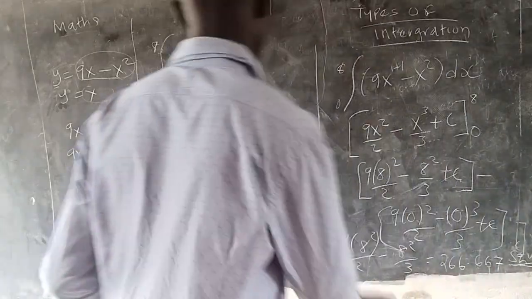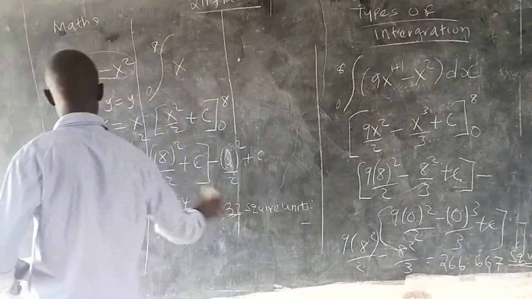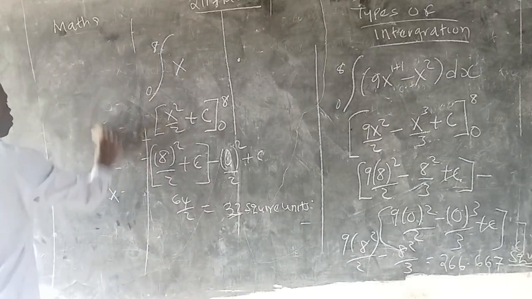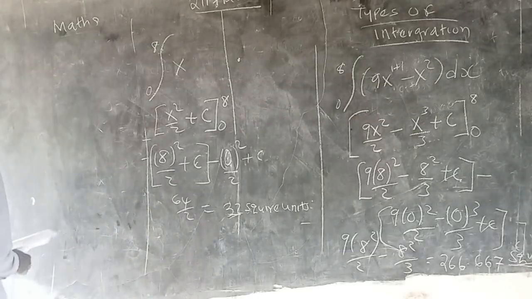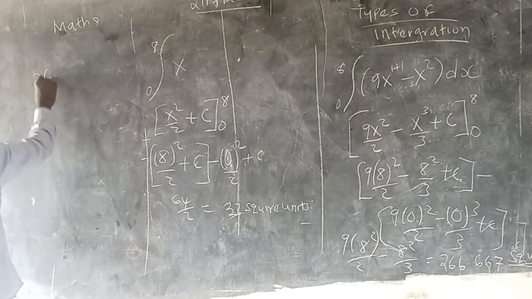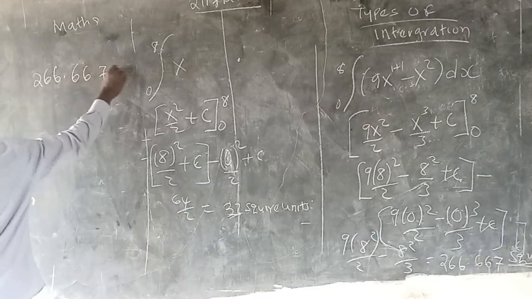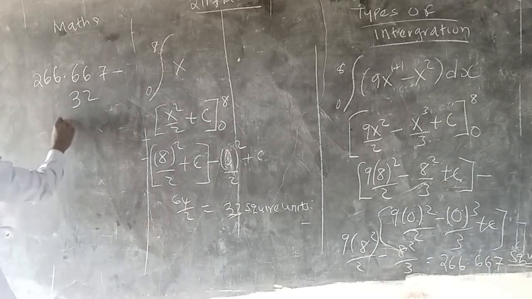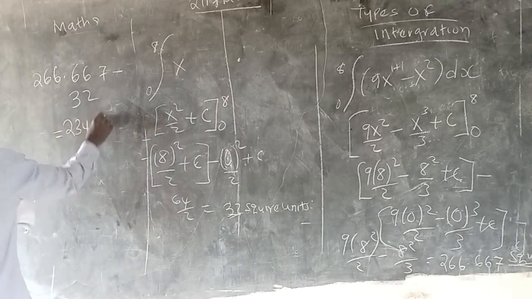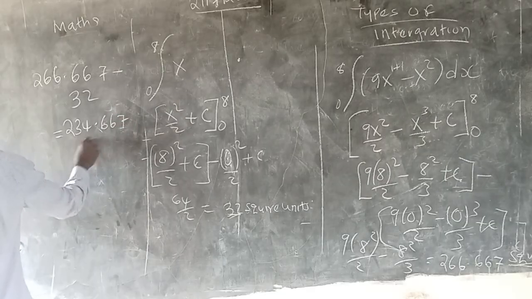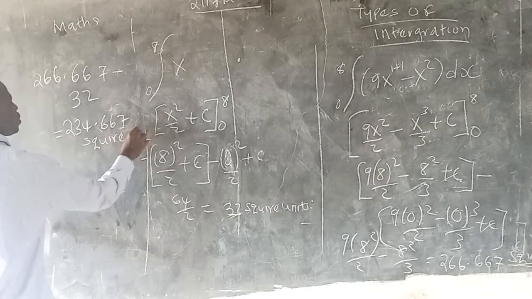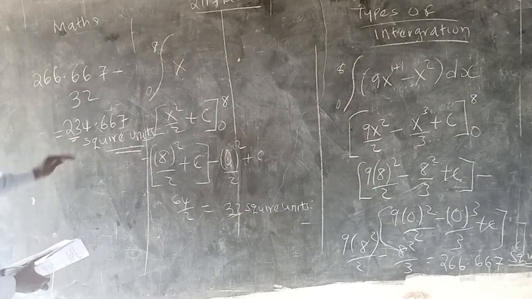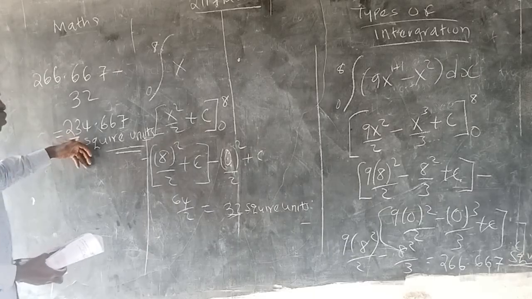Now, after getting the area of the curve and the area of the line, you subtract the two areas to get the area enclosed, or the area that is shaded. And that is, we now take 266.667 minus 32. So what do we get? We get 234.667 square units. That's how we do it, students. Square units. So this gives us the area enclosed by the curve.